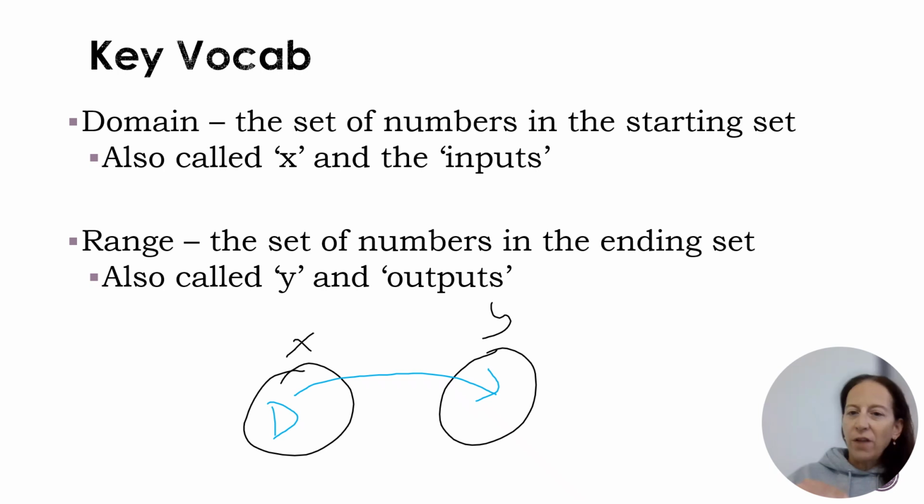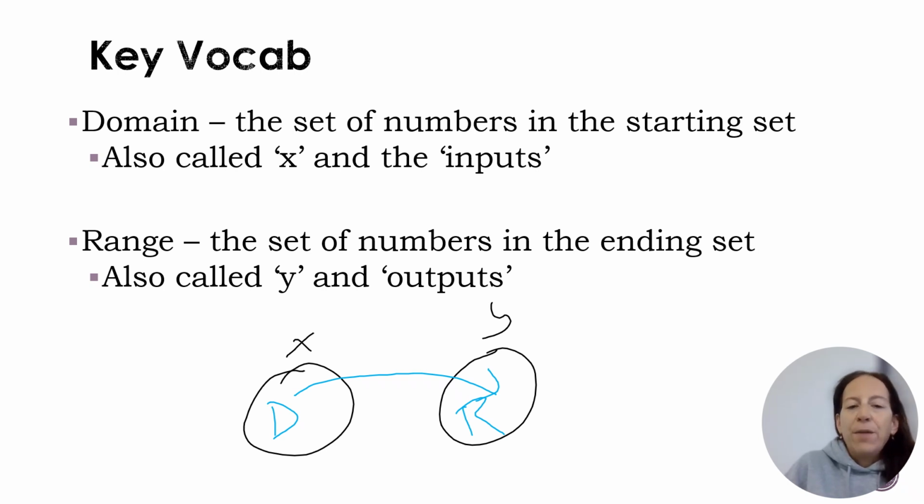But again, I'm trying to start this year talking about sets. So the domain is the set of numbers in that starting set. And the range is the set of numbers in the ending set where the mapping terminates. So whatever is in that bubble or whatever is in that set, that is your domain, and vice versa. Now the domain could also be called the X's. I kind of want to associate the word domain with the X's, and you'll also hear it called the inputs to a function. So we'll get to why that's a good way to think about it too.